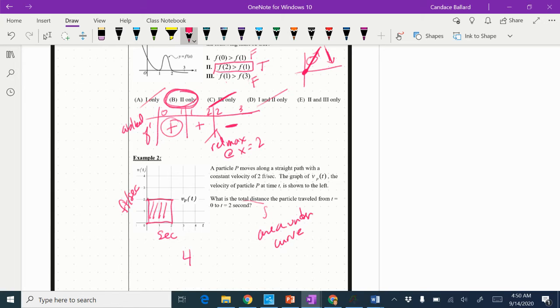So what this area is representing is the total feet that the particle traveled. So we would say it results in 4 feet. And we would probably want to say it is the total distance the particle travels.